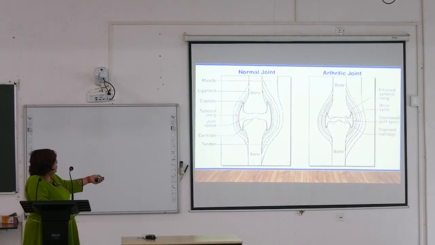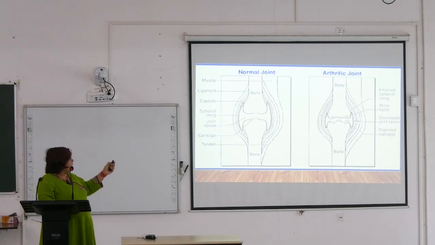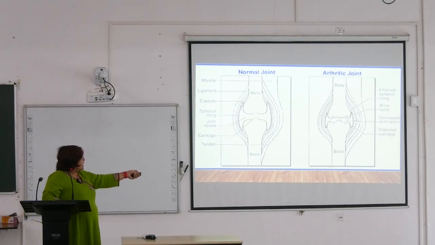Normally you see there are two bones, an intra-articular space and joint space, and there is the synovial lining. The joint surface is lined by the cartilage, and here is the bone. There is the synovial lining, joint capsule, and then the ligaments and the muscles. In case of a hemophilic joint, what happens? See, there is formation of cysts in the bones.